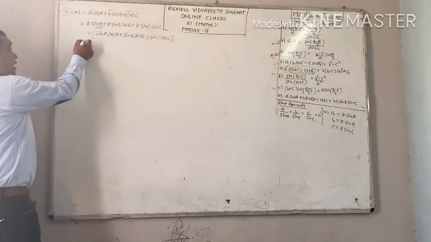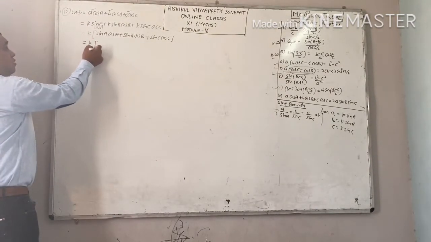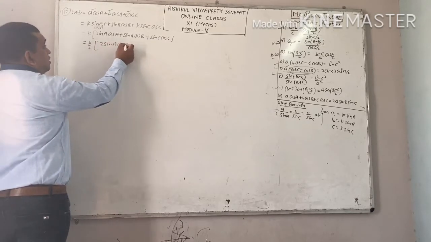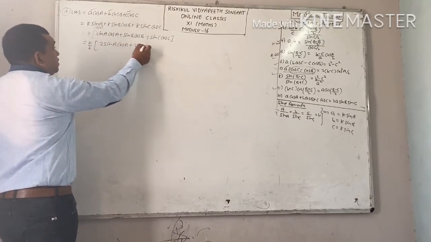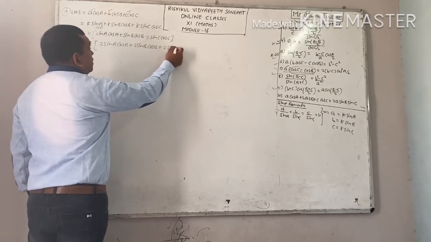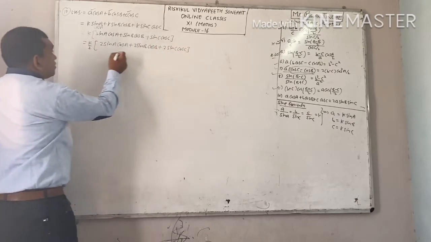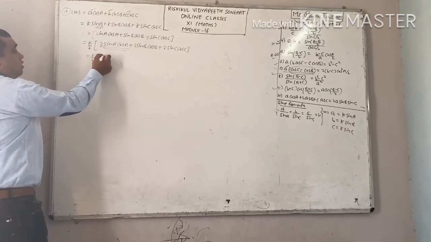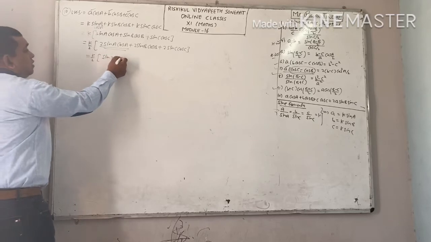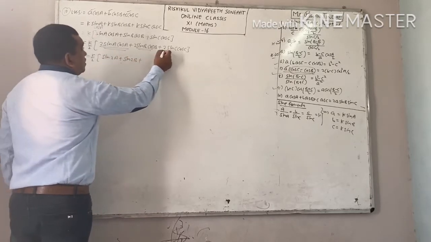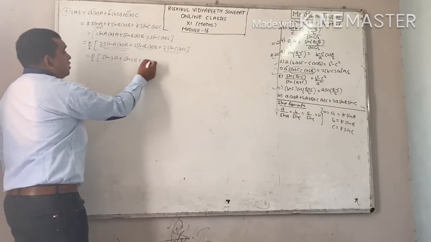Multiply by 2 and divide by 2. 2 sin A cos A, this is your 2 sin B cos B, this is your 2 sin C cos C. Now this is the formula of sin 2A. 2 sin A cos A is your sin 2A, this is your sin 2B and this is your sin 2C.